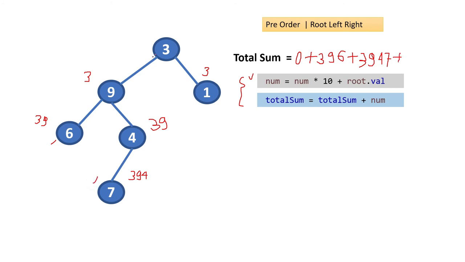So the control will flow here and it will go to the right side of 3. So here it is 3. So there the num will be 3 into 10, that is 30, plus the root val, that is 1, so 31. As 1 is the leaf node, that time we have to add this value to the total sum. So 31 will be added in this case. And this will be our total sum which we have to return as the result.